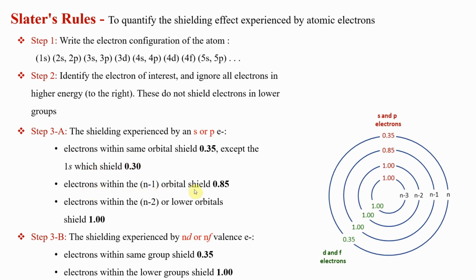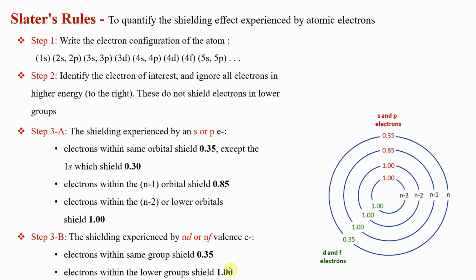Electrons in the n-1 orbital shield 0.85. We are going to see examples, don't worry. You only need to remember the numbers. For n-1 in general, they don't say what type of electrons. Every n-1 is 0.85. Anything below, the innermost n-2 or lower, is going to shield 1. So as you can see here, this is 1 and this is 1. If they ask for an nd or nf electron, electrons within the same group shield 0.35. No difference here and here. For n-1 and n-2 there is no difference. All are 1.